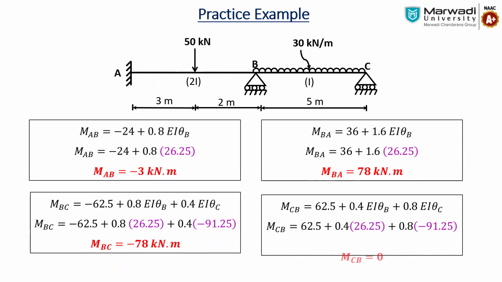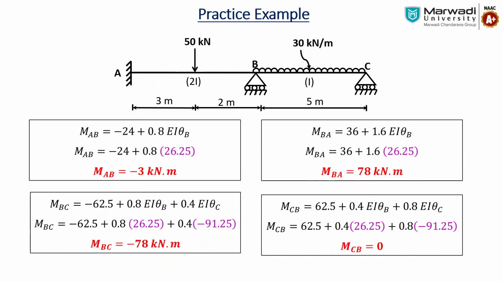MCB will be 0. Here you have to notice two things: the equilibrium condition MCB equal to 0 is satisfied. MBA plus MBC equal to 0 is satisfied, because we found these unknowns from that equation only. And you can compare these answers with the moment distribution method.